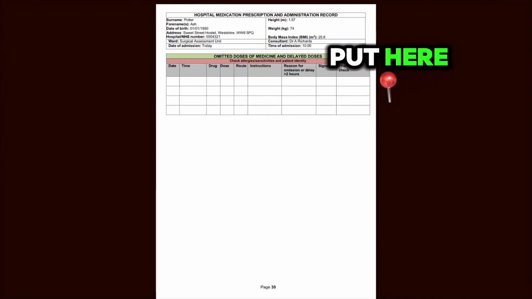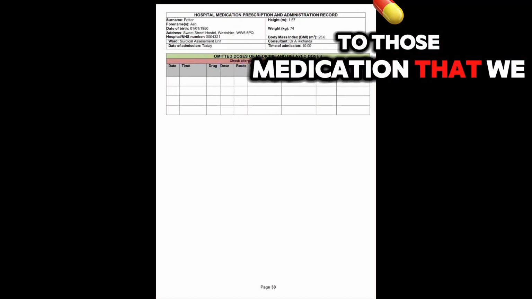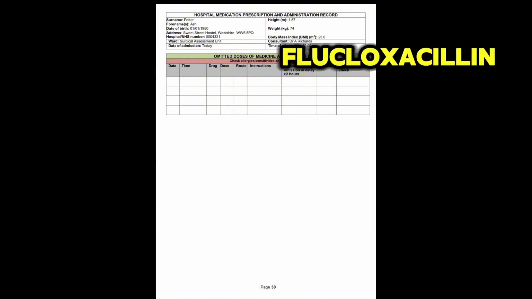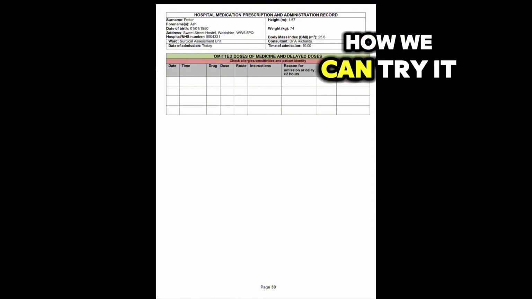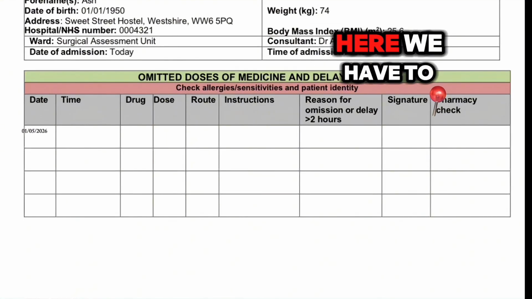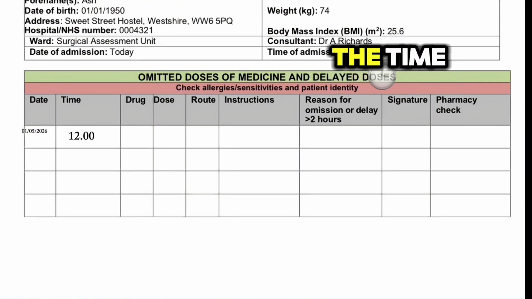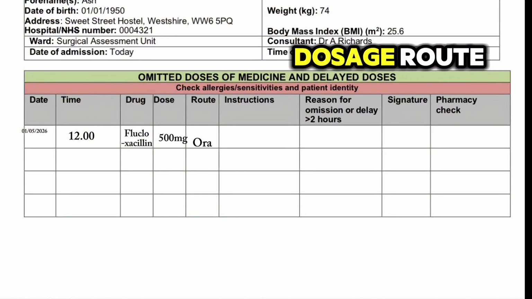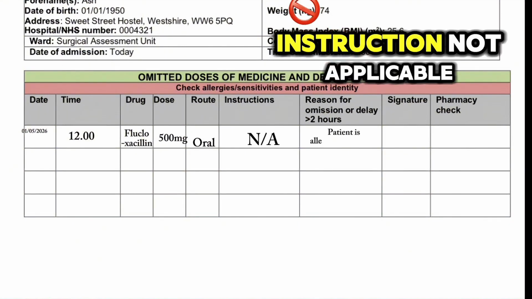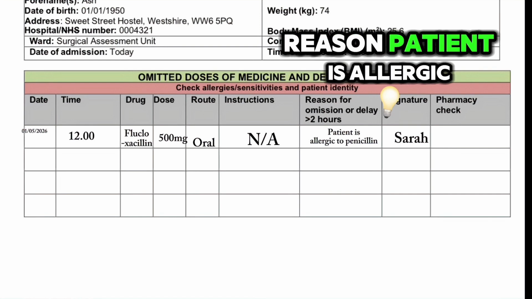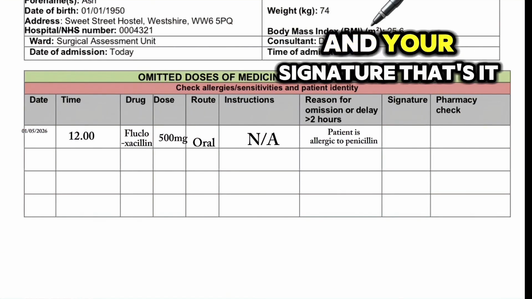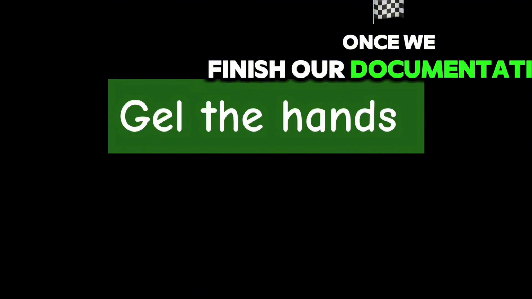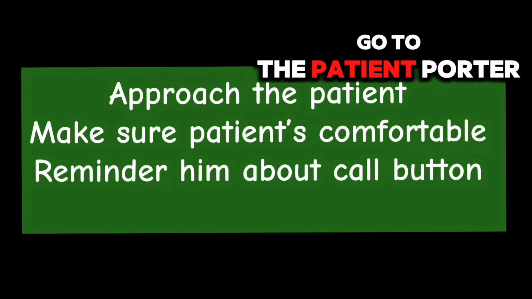We have to put here the dose of medication that we have omitted. So what was the first one? Flucloxacillin. I will show you how we can write here. We have to put today's date and the time when it was due, and the drug name, dosage, route, instruction not applicable, reason: patient is allergic to penicillin, and your signature. That's it. Once we finish our documentation, gel your hands and go to the patient.